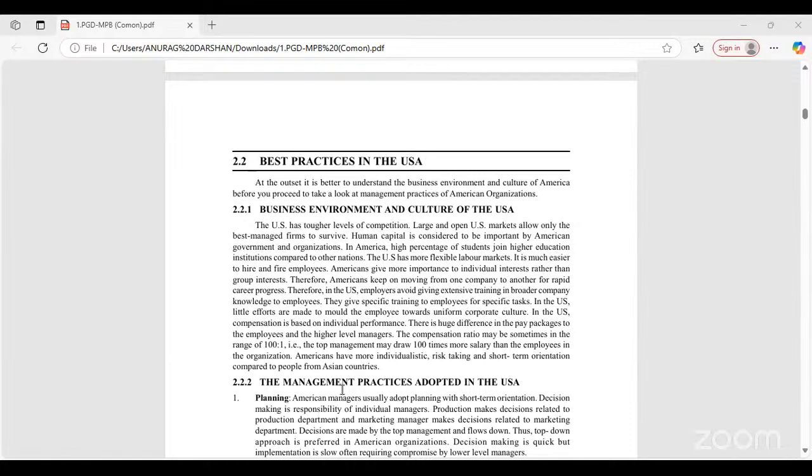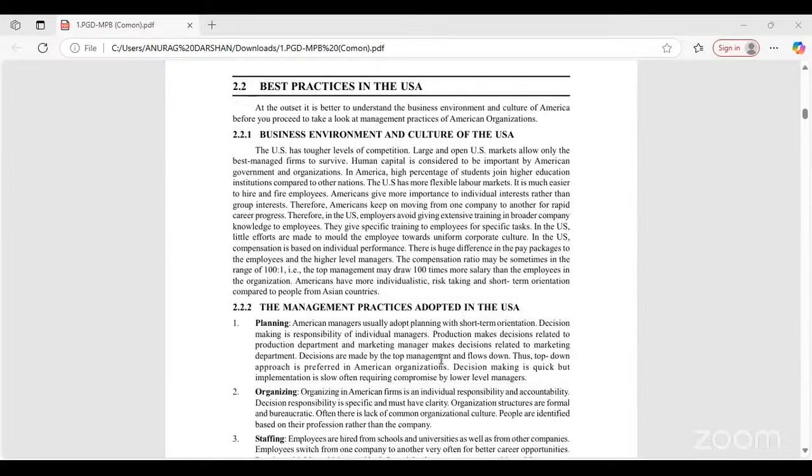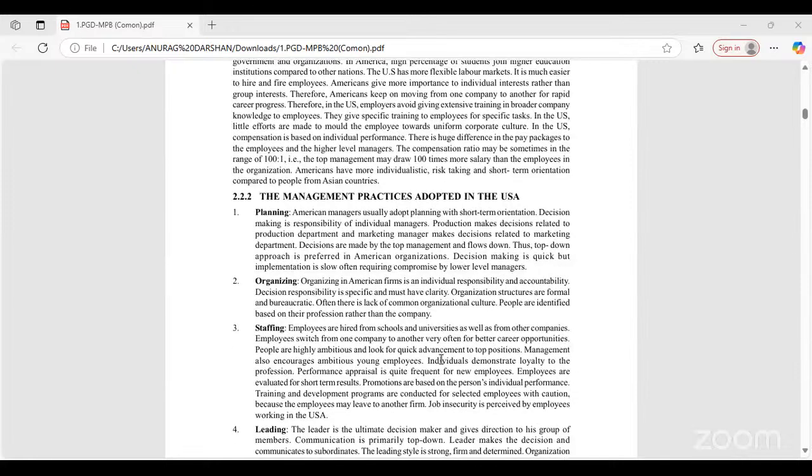So what are the management practices which have been adopted in the USA? When it comes to planning, American managers usually adopt planning with a short-term orientation. They don't focus on the long term, 3 years, 5 years. No, they only focus on the short term: 3 months, 6 months, 9 months. Based on that planning period, all the decisions they take will depend. Organizing, again, is about individual accountability and responsibility.